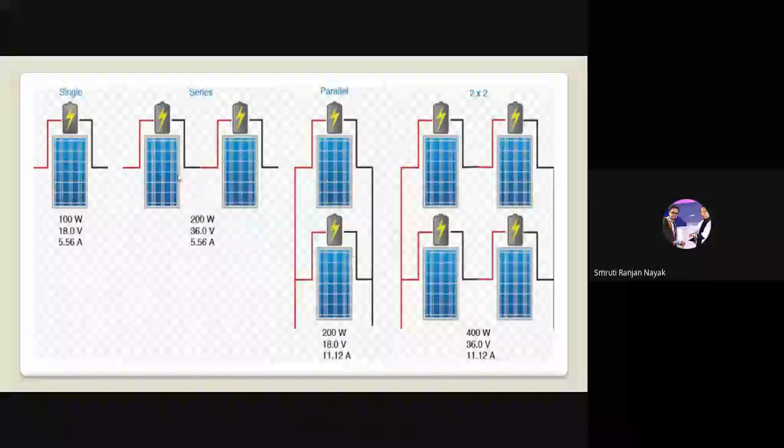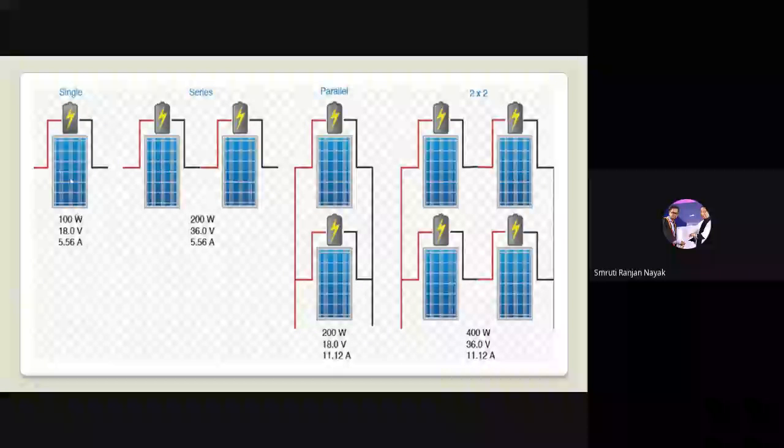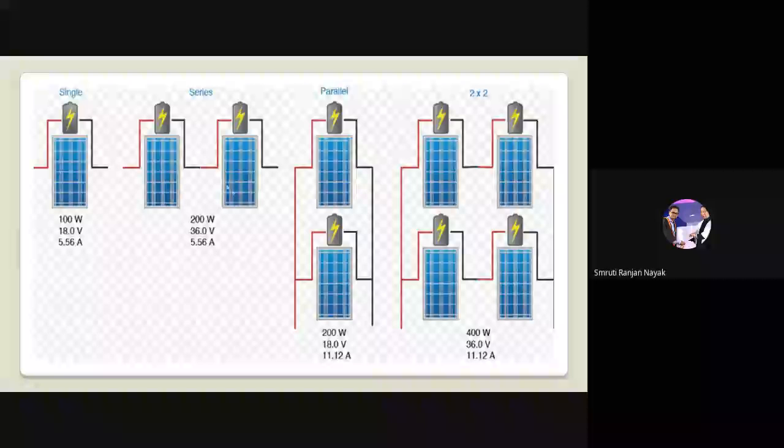And here you can see the series or parallel combinations of solar cells. Here you can see a 100 watt, 18 volt and 5.56 ampere panel. This is the short circuit current, this is the open circuit voltage, and this is the wattage of the panel. This is a single panel, so it is 100 watt single.